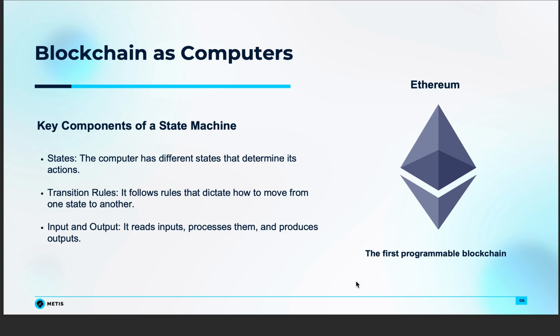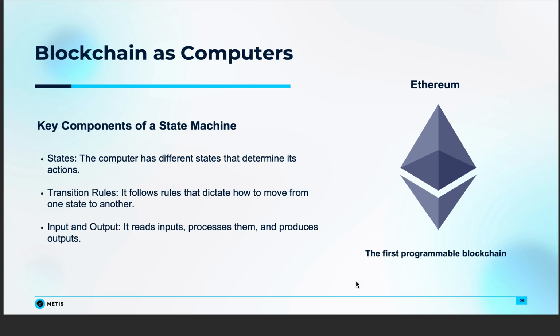So, input and output. In the same way in a computer or state machine, when you feed in input, it processes the input and produces an output. That's the same way blockchain operates. Blockchain will receive an input from users. So these are like transactions from users. The input is a transaction from users, and it processes that transaction through the rules that are set by the smart contract and produces an output.